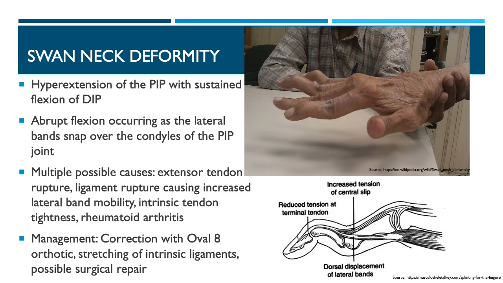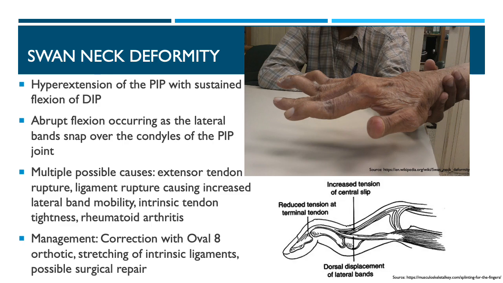So this is often really painful as things are snapping. Sometimes people can move out of this deformity and come into full flexion. Sometimes this becomes a fixed deformity. Just like the boutonniere deformity, there's a lot of different causes: maybe an extensor tendon rupture, maybe a ligament rupture causing increased lateral band mobility. This could be coming from intrinsic tightness. This can happen from even a volar plate injury.